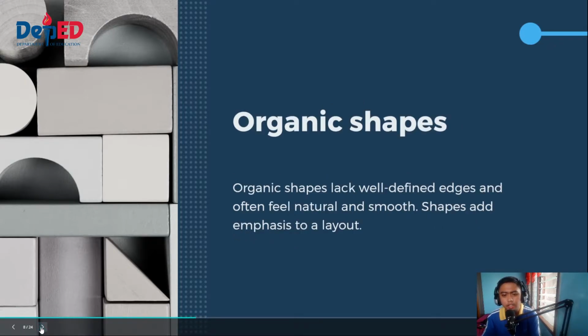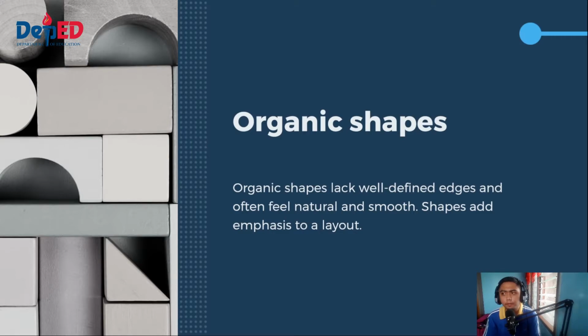While on the other hand, organic shapes lack well-defined edges and often feel natural and smooth. Shapes add emphasis also to a layout. So the difference here is basically it's not the usual shape that you see, like for example rectangle, triangle, or a circle. Let's say you saw a stone. It's not a circle, it's not a rectangle, it has its own definite shape. It's the same with organic shapes. They have their own specific shapes that are not within the concept of a geometric shape.